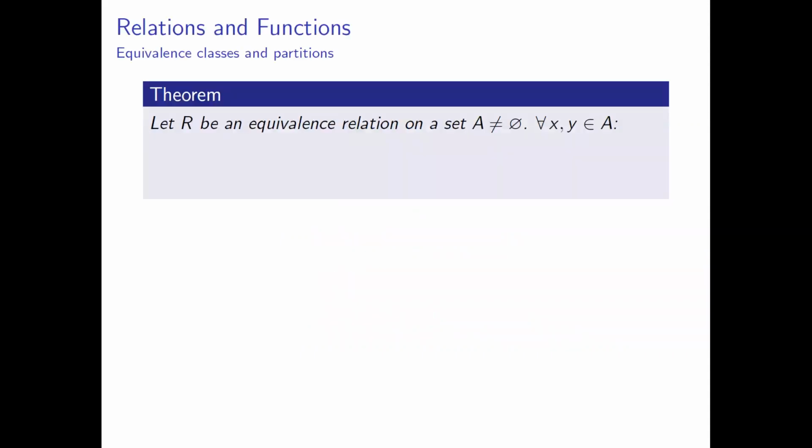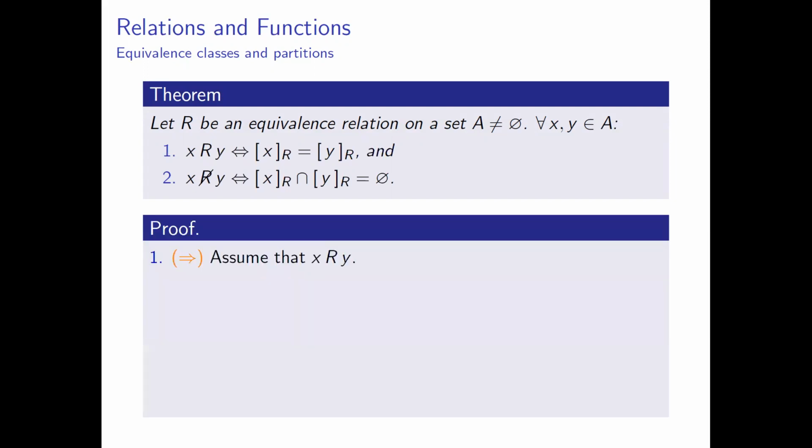Let R be an equivalence relation on a non-empty set A. For any elements x and y in A, x is related to y if and only if the equivalence class of x is equal to the equivalence class of y. And x is not related to y if and only if the equivalence class of x and the equivalence class of y are disjoint, that is, have empty intersection.